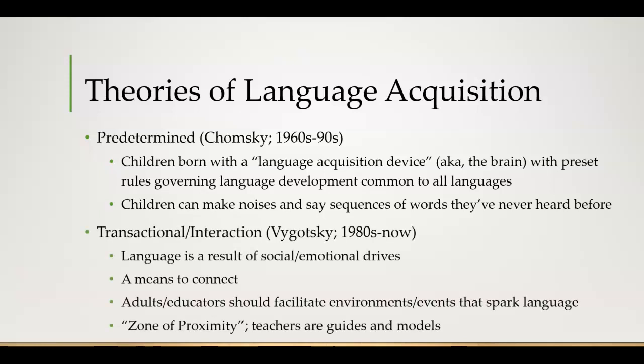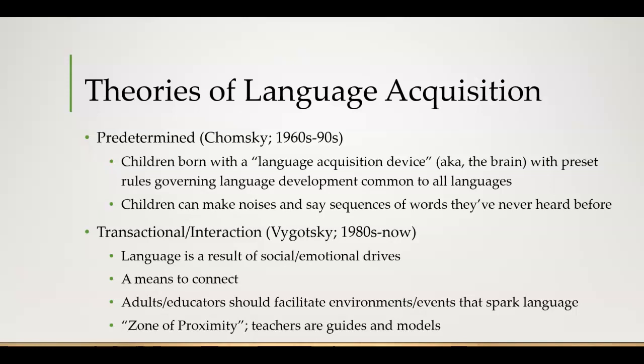Okay, you know who they do talk a lot about? Vygotsky. Transactional slash interaction theory of language acquisition. This one, as you read it, you should kind of feel the shift. That's like, oh, okay, this is starting to look like how we really teach children today. Language is the result of social, emotional drives, getting your needs met as a developing child, using language as a means to connect. And so this is a great theory because it does inform educators.